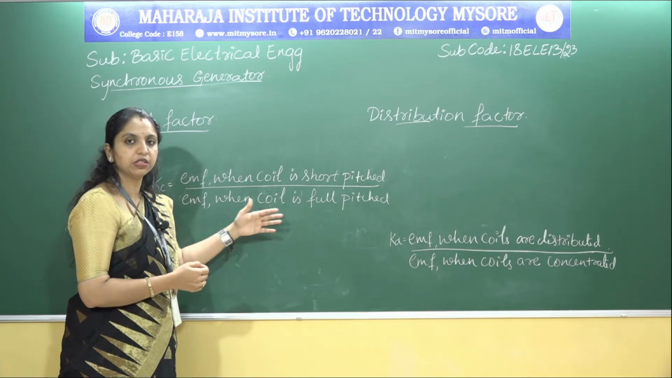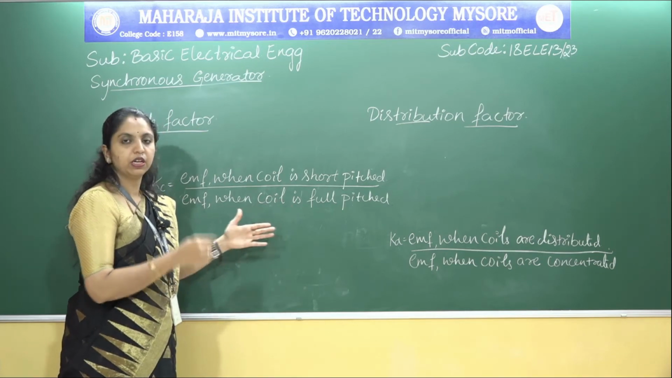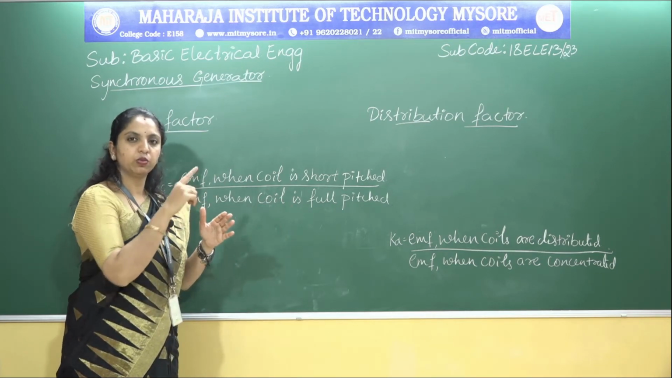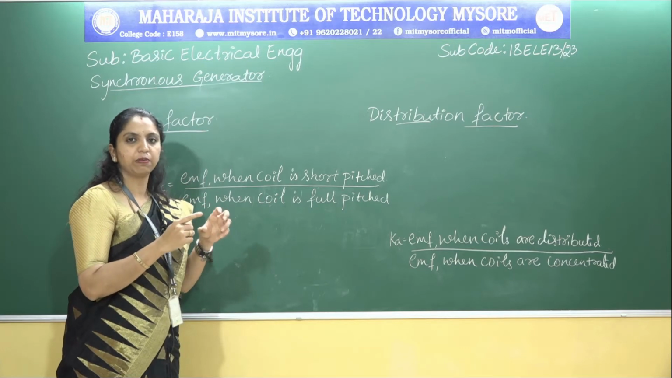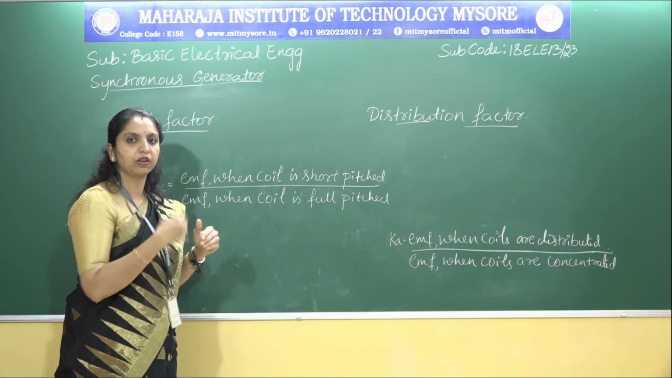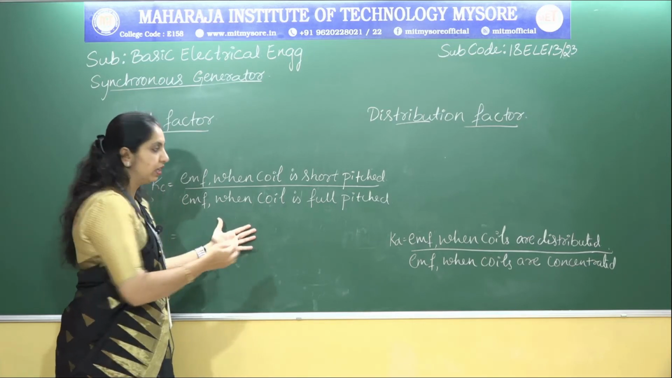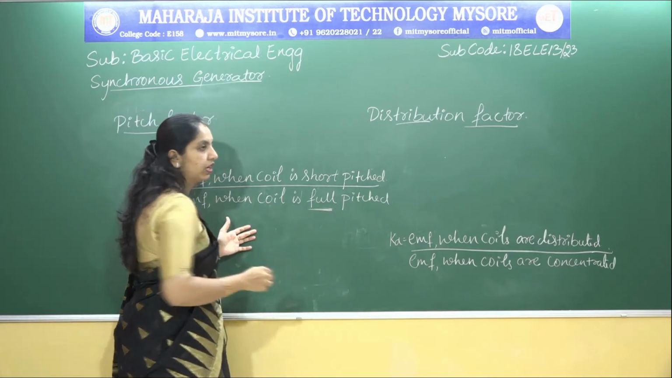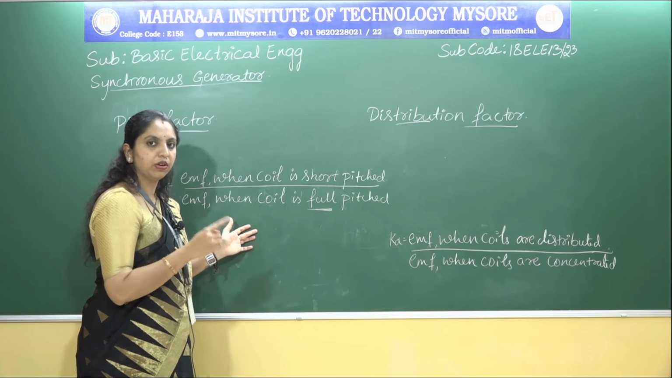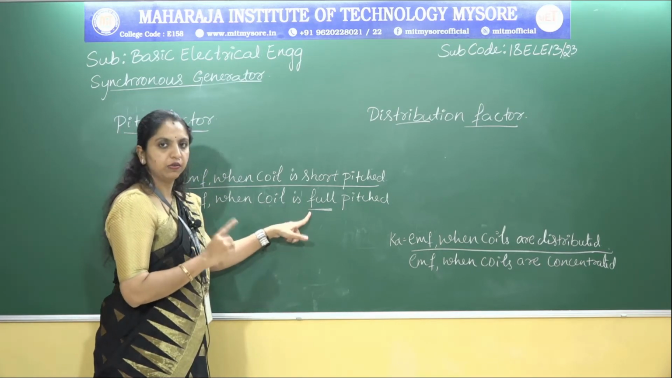So what is the difference between short pitched and full pitched? Here, if the rotor takes one full cycle, we know that it represents 360 degrees. For one revolution it takes 360 degrees, and that we consider as full pitched. So when it completes one full rotation, we consider it as full pitched.